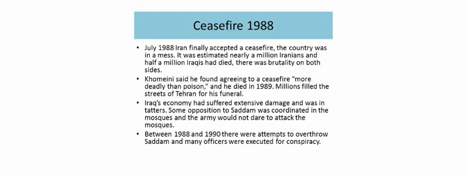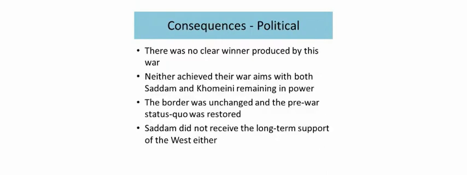There was some opposition to Saddam, coordinated through the mosques and army, and the army wouldn't dare attack the mosques. So Iraq doesn't come out of this very well. I'll elaborate on that in a second. Between 88 and 90, there were attempts to overthrow Saddam, and many officers were executed for conspiracy. So let's break it down into political, economic, social, etc., and then, of course, the consequences for Saddam.